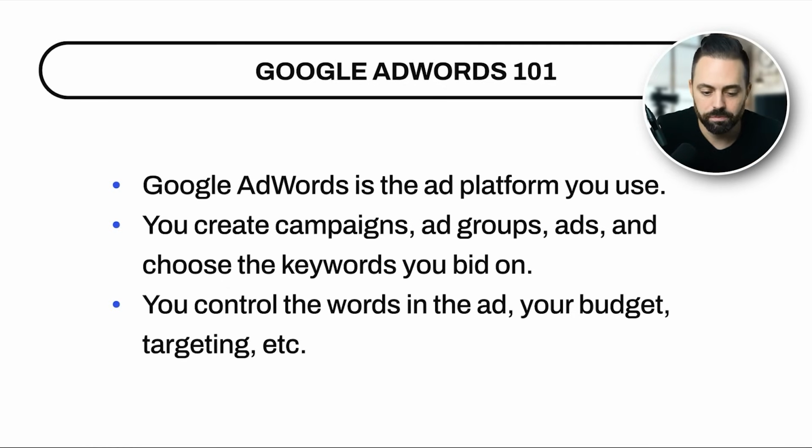And then you control the words in the ad, so what exactly it actually says in the search result, your budget, your targeting, your location targeting, your demographic targeting, and all of those things. So it's a lot more analytical than blogging or organic SEO. You get to dictate a lot more. You just have to, there's a lot more conversion tracking, analytics, spending money. If you're spending money, you want to make sure that it's tracking everything properly.